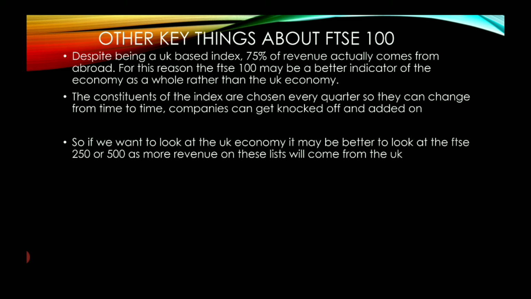Key things to note about the FTSE 100. Despite being a UK-based index, obviously on the London Stock Exchange, 75% of the revenue actually does come from abroad. This means that the index, the FTSE 100, is a better indicator of the economy as a whole rather than the actual UK economy, because obviously with most of the money coming from different countries, it will have more of an influence based on what those countries are doing, and because they will affect the stocks in the index more.